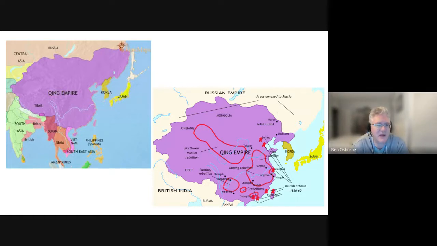All right, so here are some images for you to get an idea of what we're talking about here. We've got the Qing Empire on the left at its greatest extent. It looks pretty similar to modern day China with a little bit of exception there.